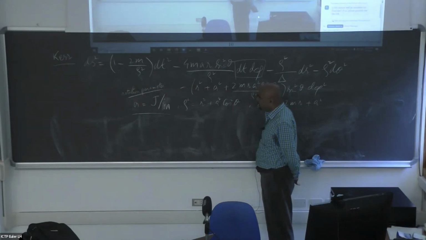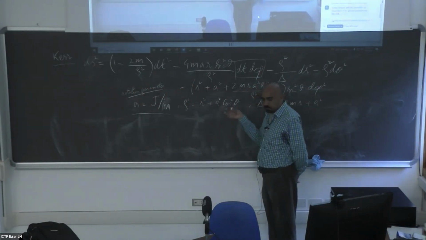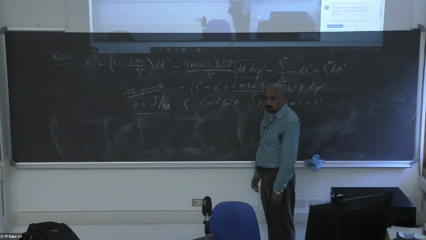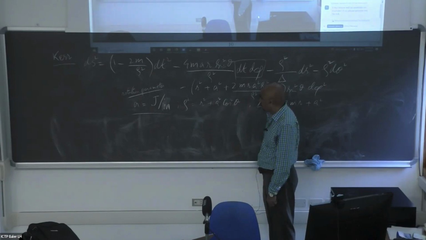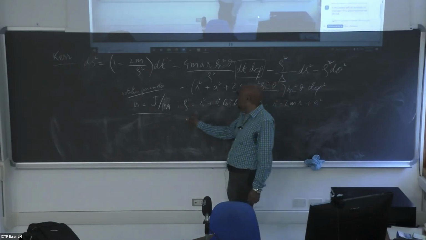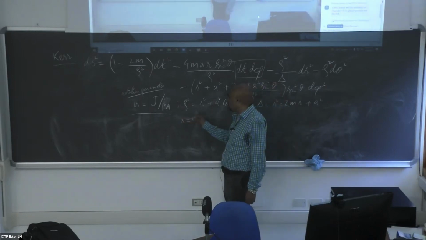I should have mentioned earlier, in the case of Reissner-Nordström, that if you put charge equal to 0, you get the original Schwarzschild solution. Similarly here, if we put a equal to 0, this gives us the Schwarzschild solution.